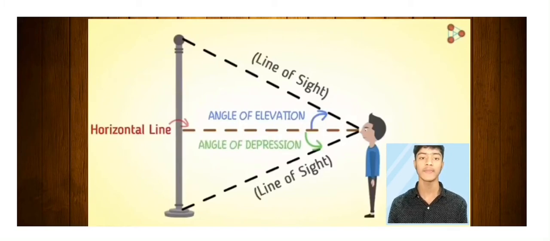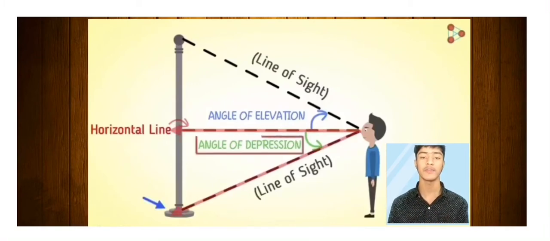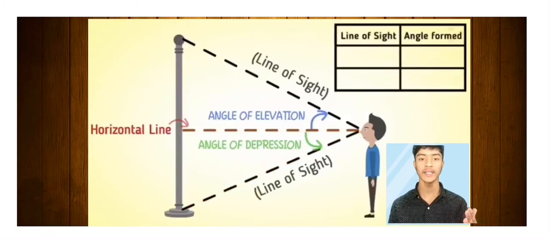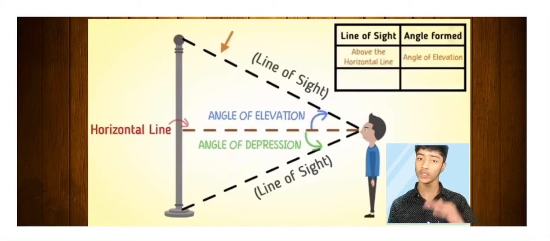So simply, the angle which is formed when we look at the top is known as the angle of elevation, and when we look at the bottom, that is known as the angle of depression. Line of sight above the horizontal line, the angle formed will be the angle of elevation. Line of sight below the horizontal line, the angle formed will be the angle of depression.